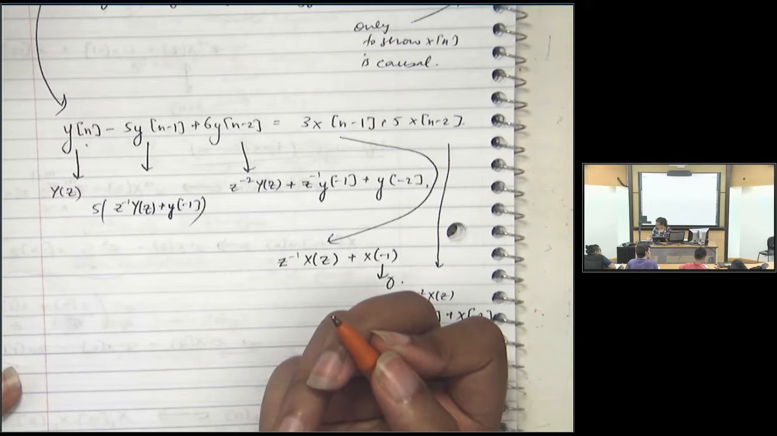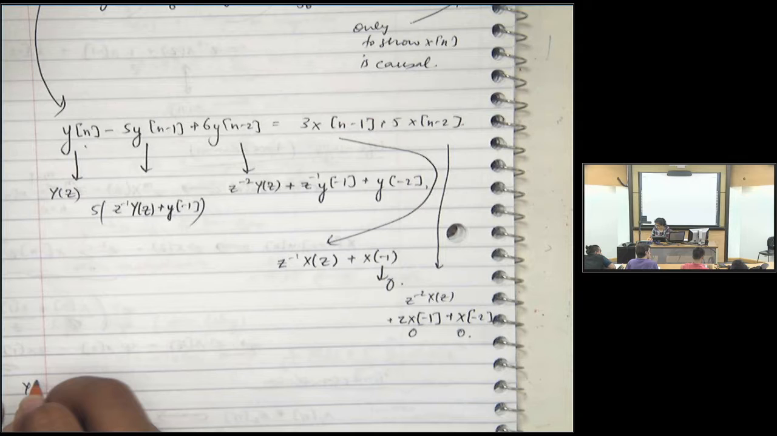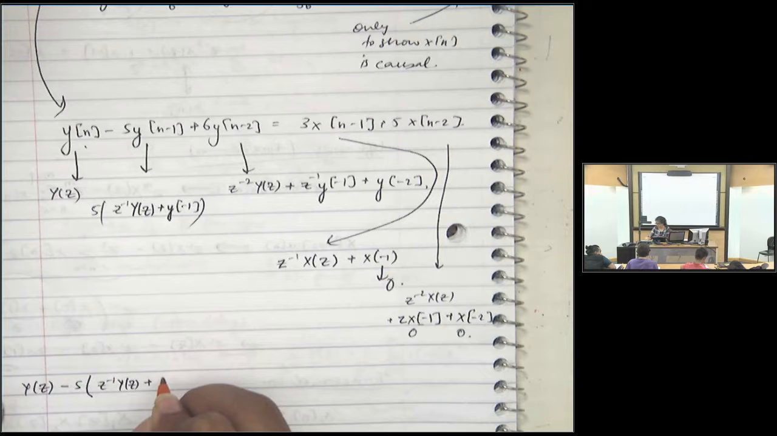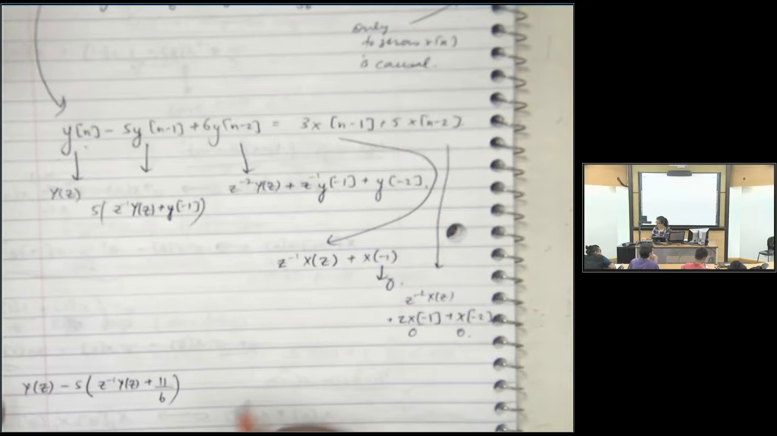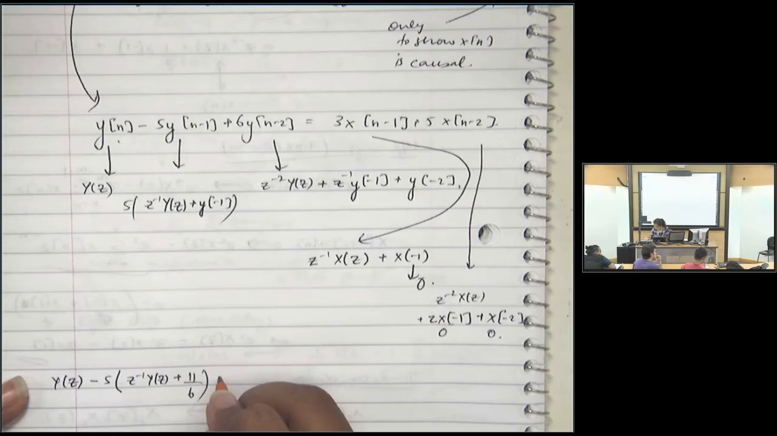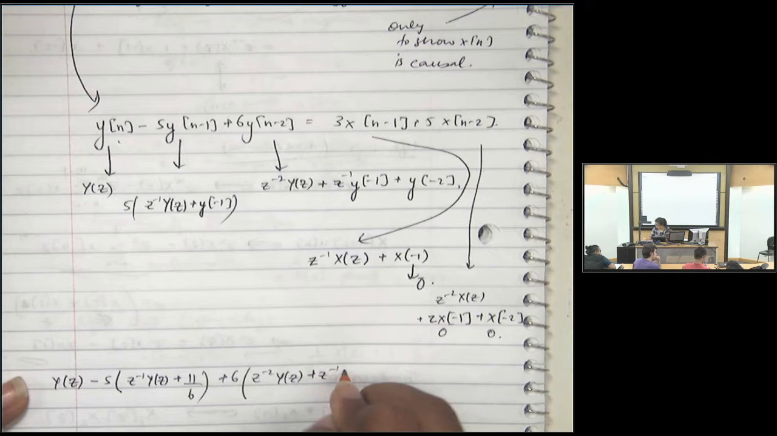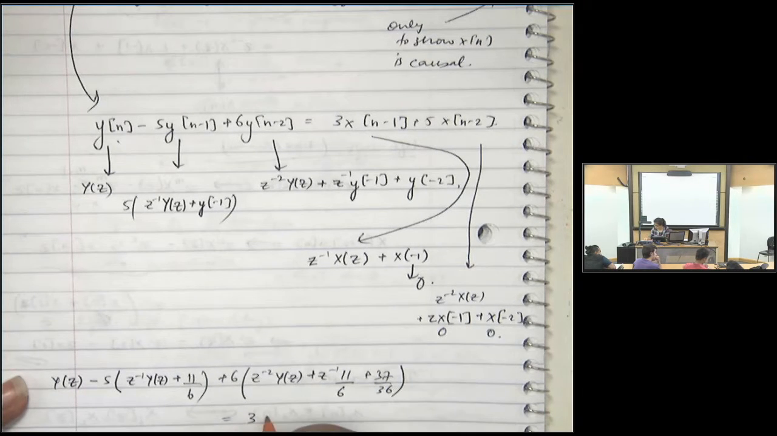Okay, so just combining all of this together, we'll have y of z minus 5 z inverse y of z plus y of minus 1, which is 11 over 6, plus 6 z to the minus 2 y of z plus z inverse 11 over 6 plus 37 over 36, equals 3 z to the negative 1 x of z plus 5 z to the negative 2 x of z. Just make sure these are square brackets.